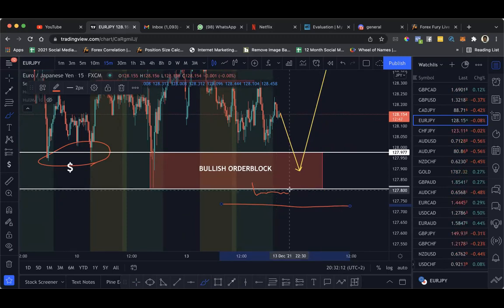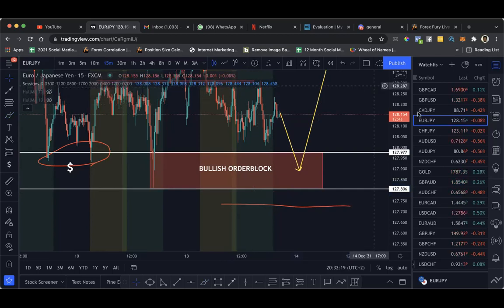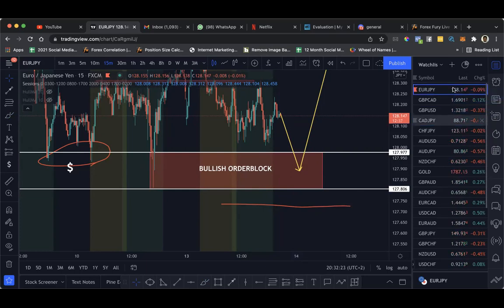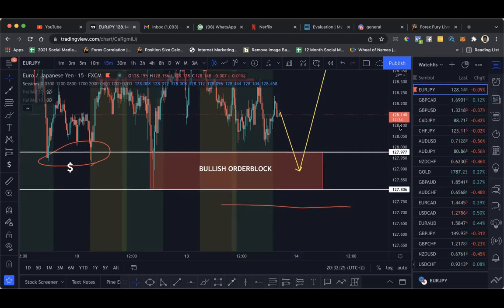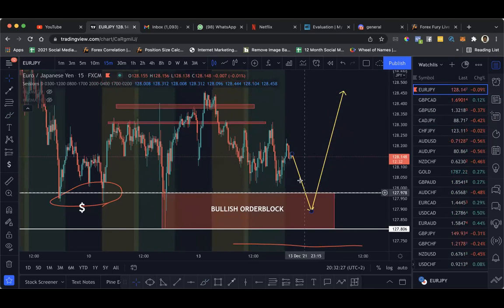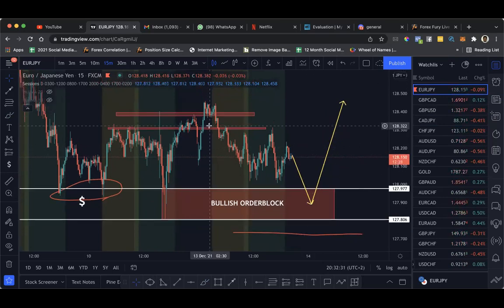So this is a setup that I'm looking forward to this week. Let's put this on our checklist. I'll be sending it to the group this week, maybe by tomorrow. So that's the trade that you have to look out for. So where do you exit the trade?